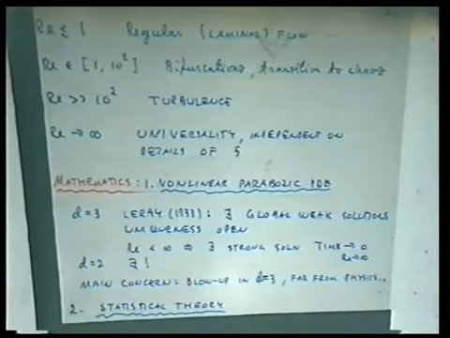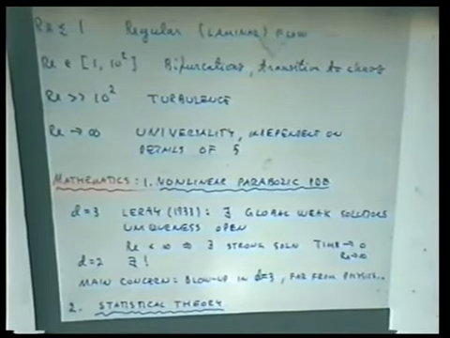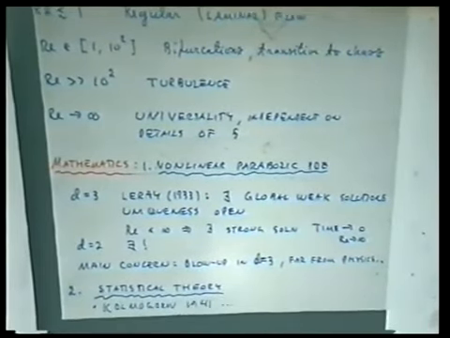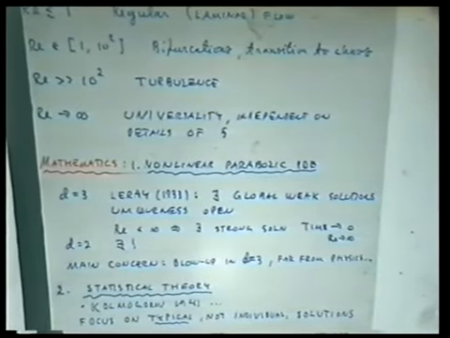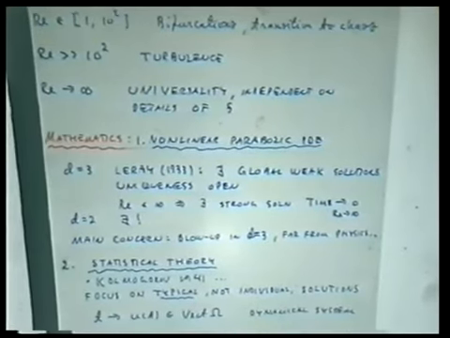There's another approach, within the mathematical and, of course, the physical community, that was also started in a serious way by a mathematician named Kolmogorov, and that's the statistical theory.